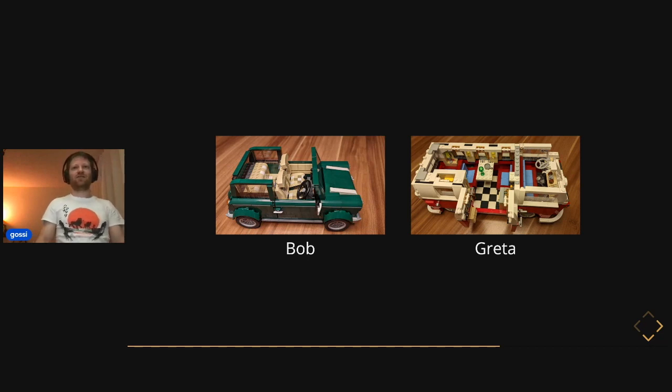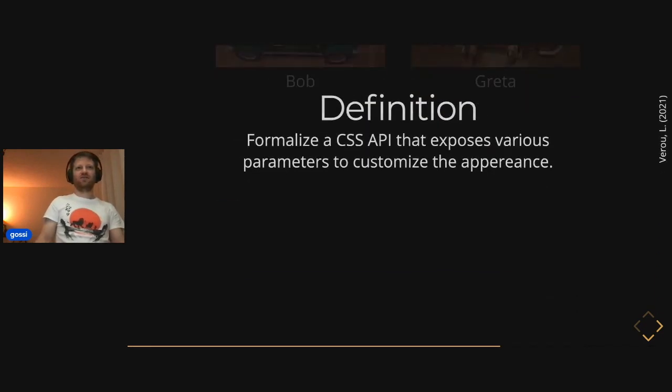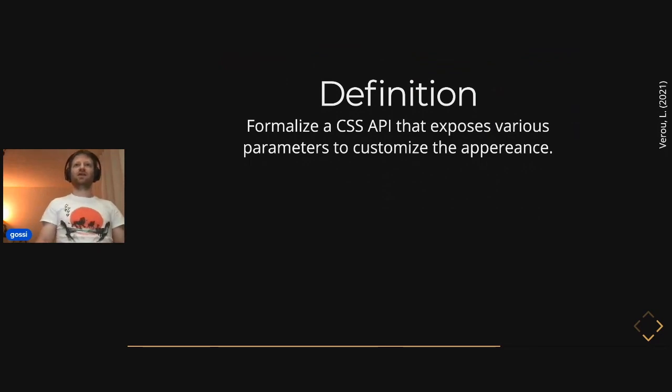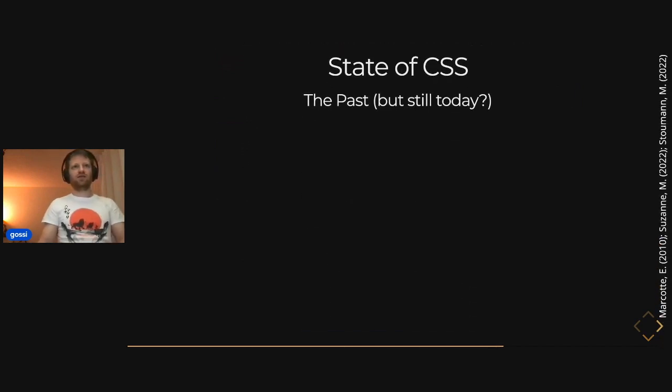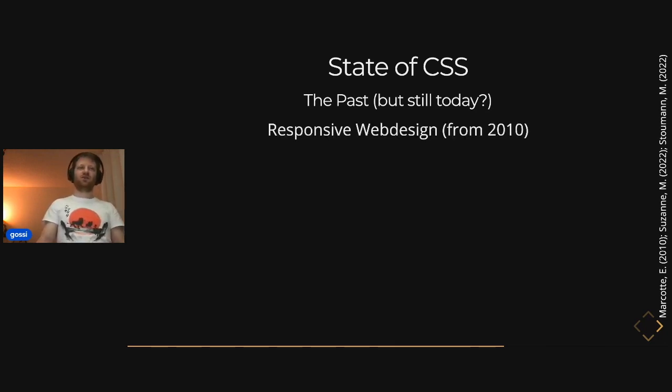All right. So with that, let's go into a definition. We want to formalize a CSS API that exposes various parameters to us so we can customize the appearance. And so we need to look into the state of CSS for that to see what kind of things we have available to us. The state of CSS, in the past but maybe still today, is that we're using responsive web design, a term coined by Ethan Marcotte in 2010. So 12 years ago already.